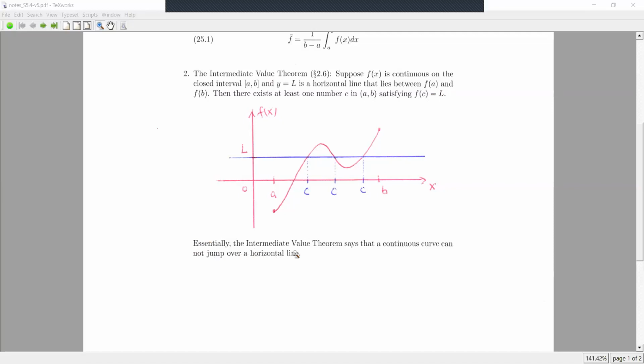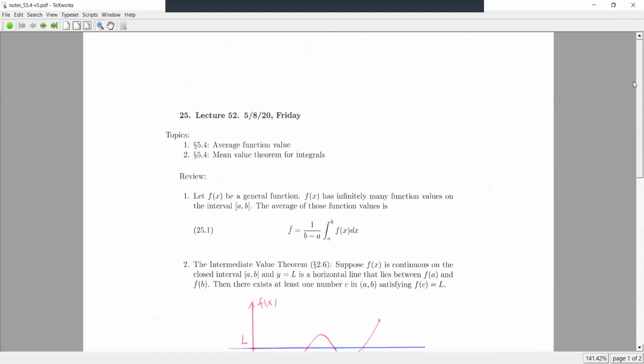Essentially, IVT says that a continuous curve cannot jump over a horizontal line that lies between the 2 endpoints of the curve. Okay, now I present topic 1.